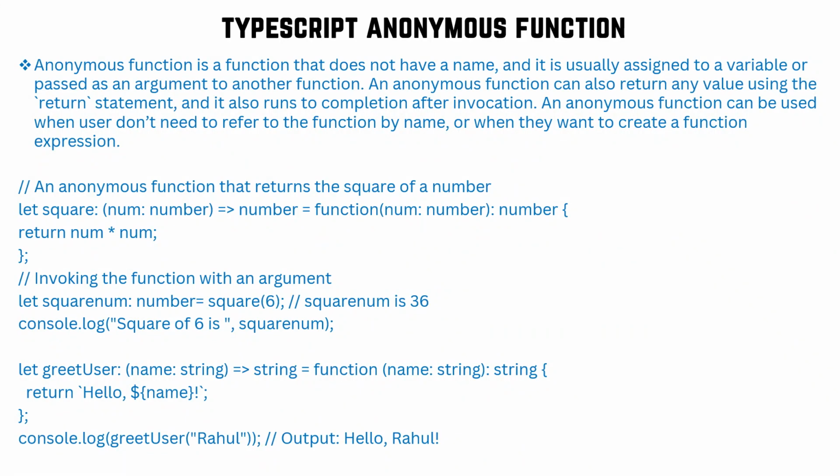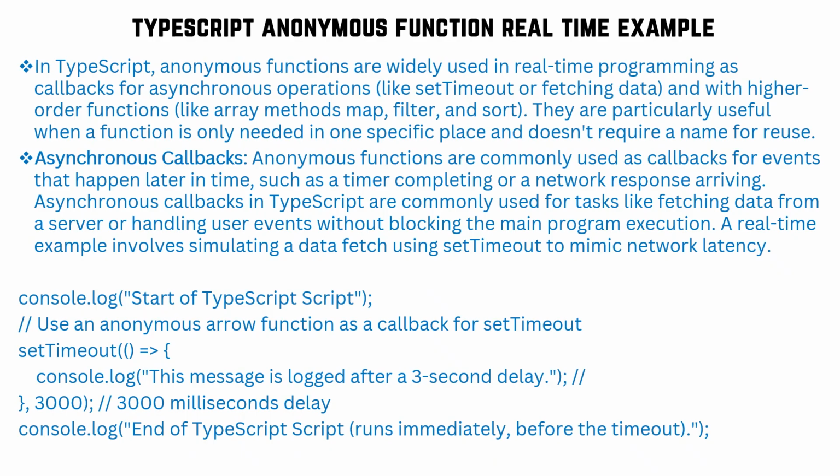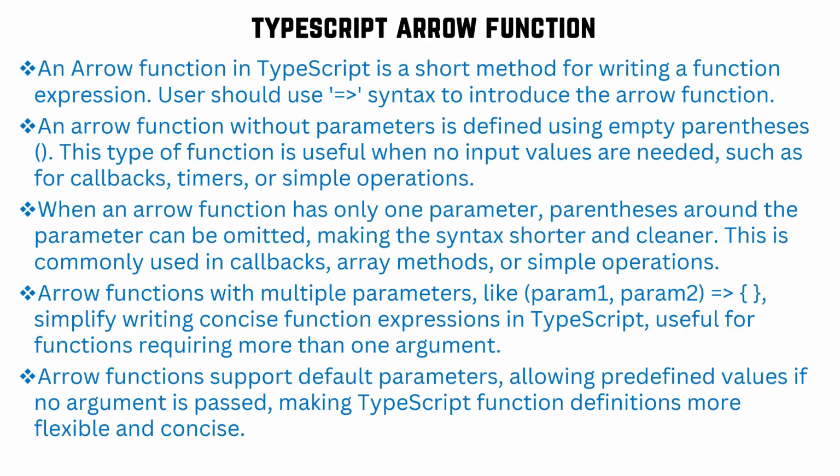An anonymous function can return any value using the return statement. So we can have anonymous functions with all data types. Then in anonymous functions there might be an asynchronous callback, most commonly used as a callback for an event that happens later in time, such as timer completion or network response arriving. Asynchronous callbacks in TypeScript are commonly used for tasks like fetching data from a server or handling user events without blocking the main program execution. A real-time example involves simulating a data fetch using setTimeout to mimic network latency.